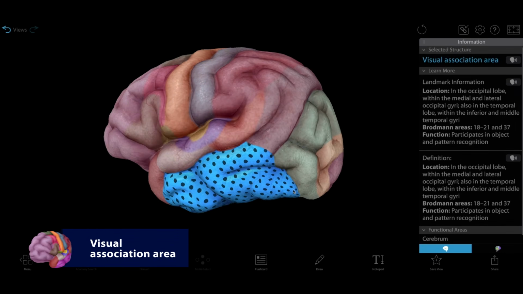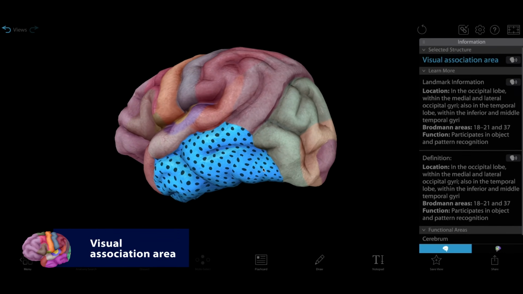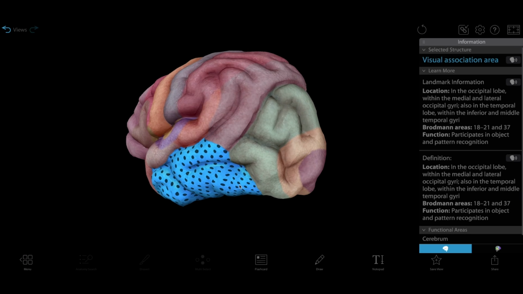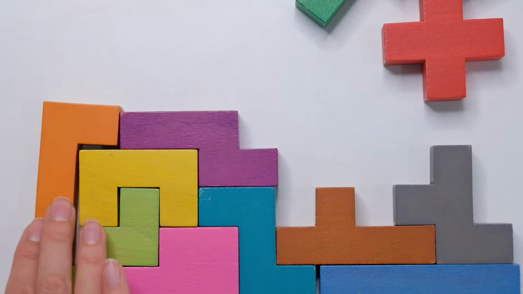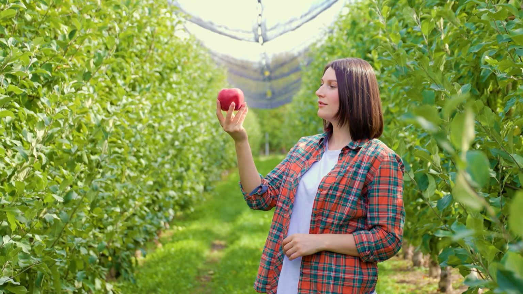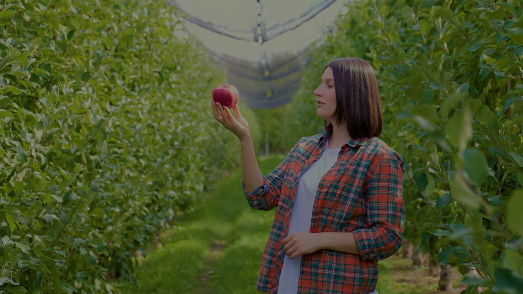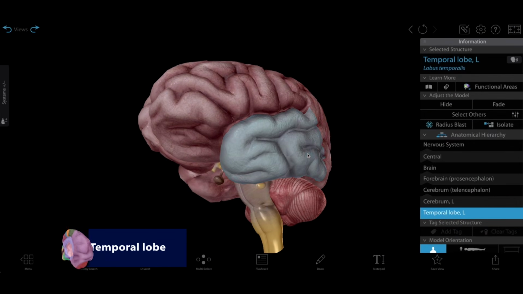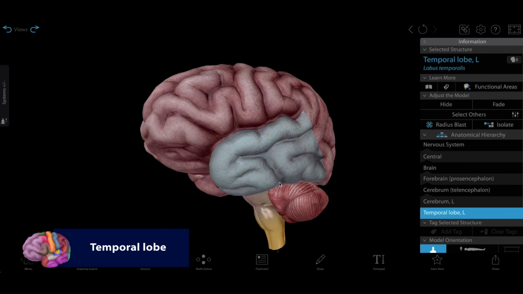The visual association area extends from the occipital lobe into the parietal and temporal lobes. It integrates processed visual input with other sensory input and participates in object recognition as well as pattern recognition. Overall, the temporal lobe processes auditory and olfactory input.